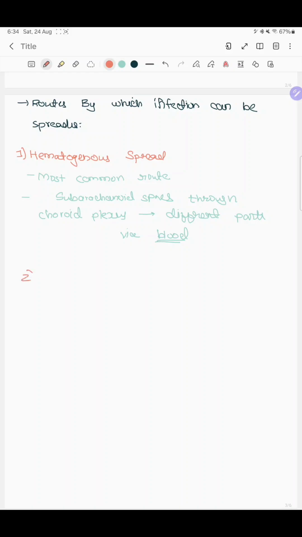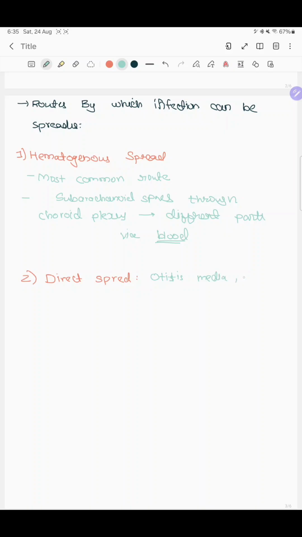The second can be direct spread. The direct spread means it affects a specific organ or a part of the body, like otitis media. It can be mastoiditis, which affects the mastoid process, or sinuses.